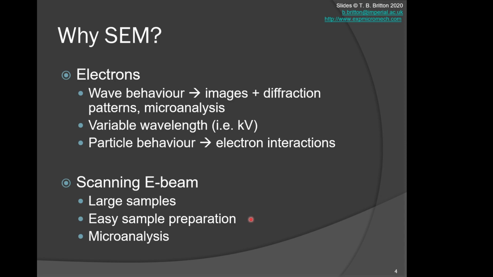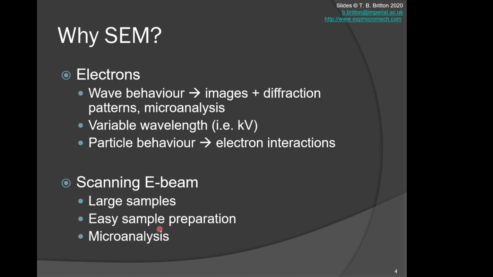There is relatively easy sample preparation. We can do this at near atmospheric pressure in some microscopes, but often we're doing it in a low to medium vacuum system. But we can look at relatively large samples and we can literally stick them on top of our stubs. We don't have to prepare, for instance, very thin and complicated electron transparent samples.